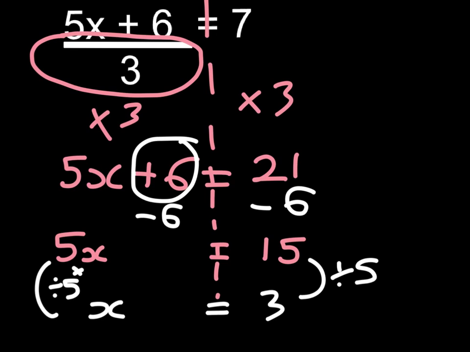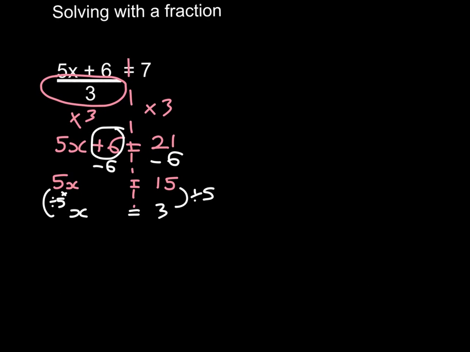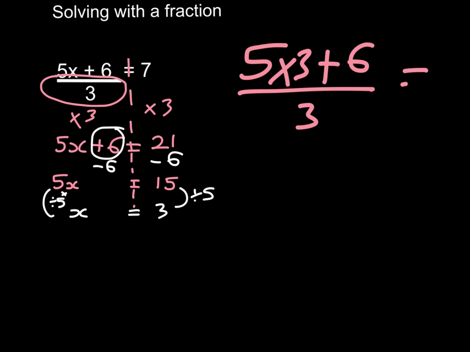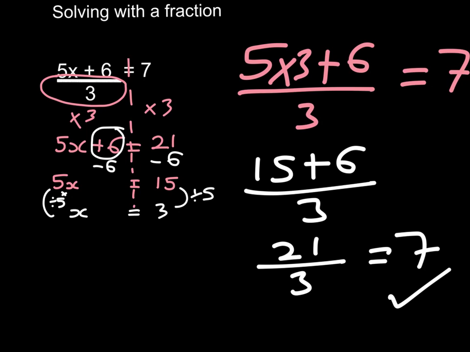Now, on to checking, because it's always good to have a method of check. If we have a quick look at it, we think the answer is 3. Let's pop it back in to the start. So 5 times 3 plus 6 divided by 3 should equal 7 according to the equation. 5 3s are 15 plus 6 divided by 3. That gives us 21 divided by 3, which is 7. So we know we're right.